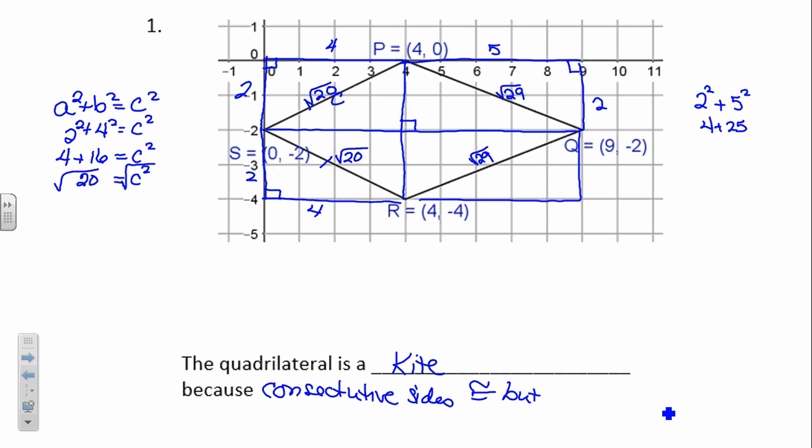We're going to do a few of these together, and then we're going to start on the chapter review. All right, so the consecutive sides were congruent, but the opposite sides were not. Therefore, it's got to be a kite. Make sense? Okay. All right, let's look at the next one.